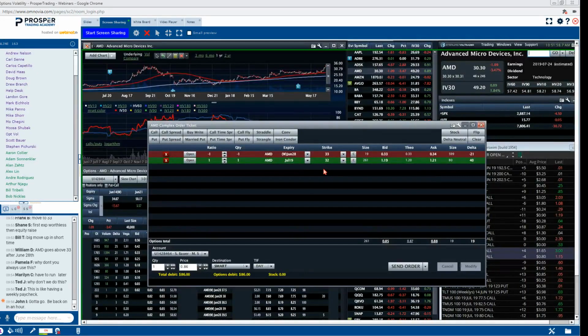Sometimes a calendar option is the best. Sometimes a vertical option is the best. Sometimes, like this, a diagonal is the best. And what does best mean? Well, best means from a reward to risk standpoint. What is the best opportunity for us out there?